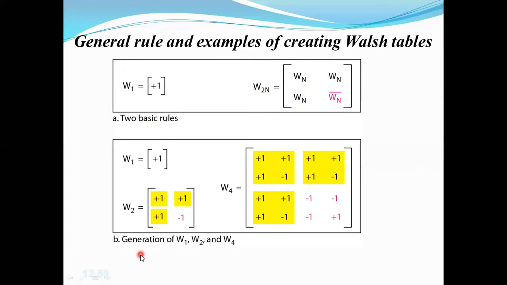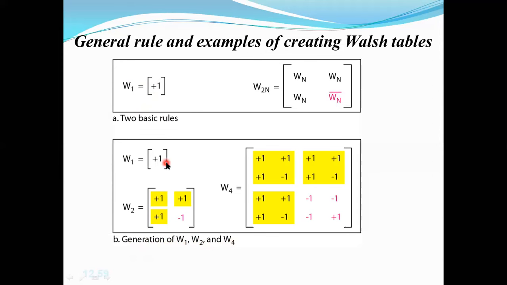Now, let us take an example: generation of one chip sequence, two chip sequence, and four chip sequence. With the help of this basic rule, we have to generate one chip sequence, two chip sequence, and four chip sequence. This is what the one chip sequence is supposed to be.